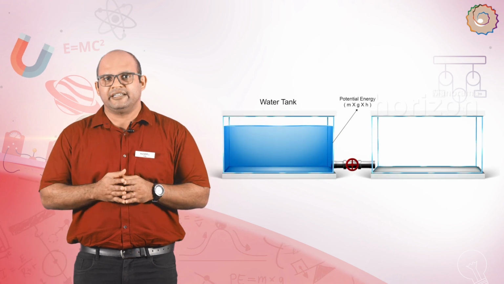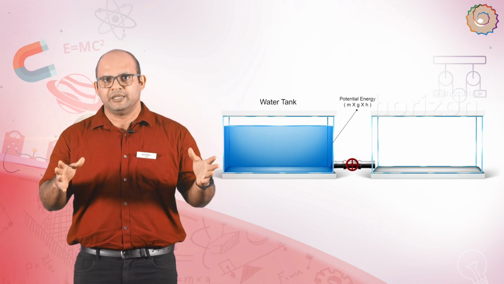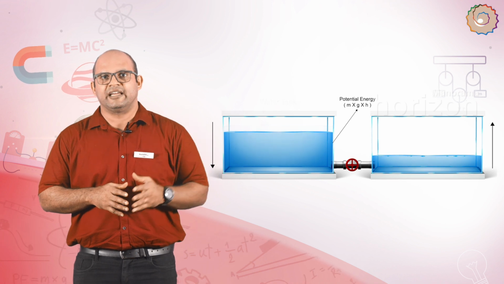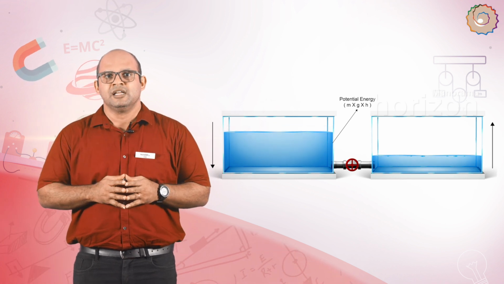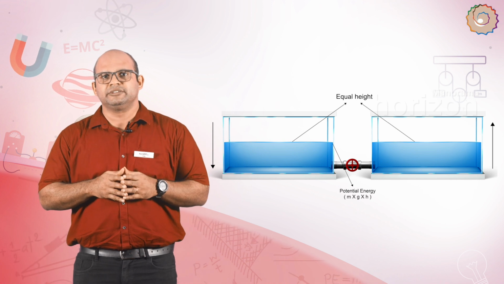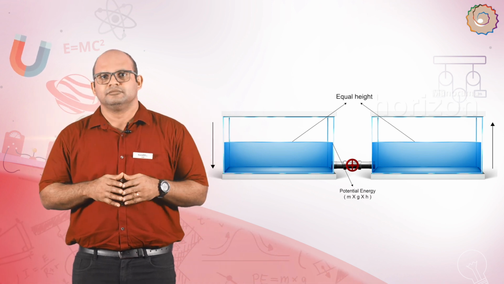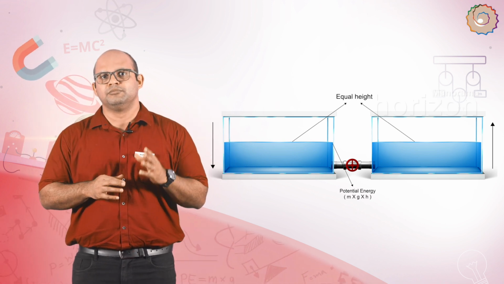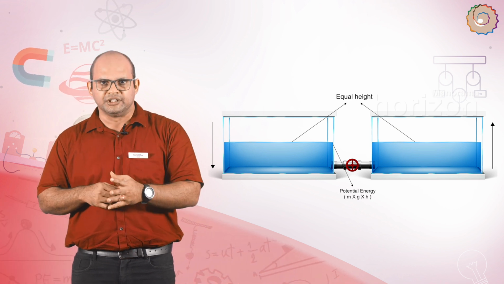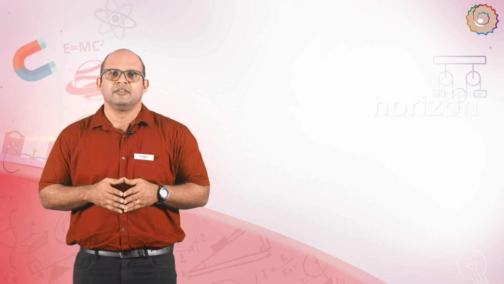If we were to connect this filled tank with a pipe to an empty tank, the water would flow from the first tank into the second one, and the flow would continue until the height of water in both tanks equalized. This means that the water in both tanks now has the same gravitational potential per unit mass.